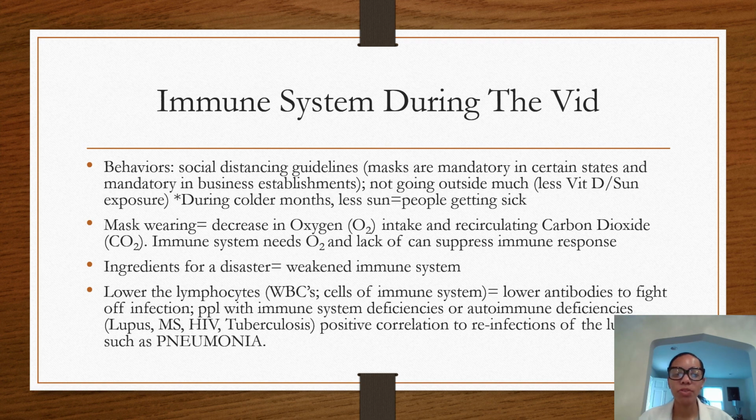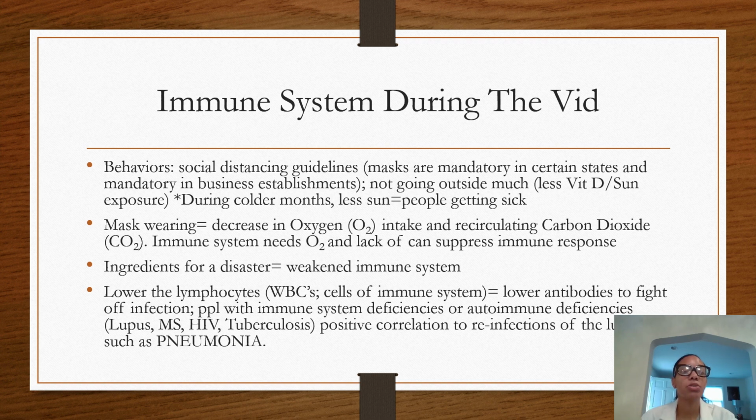So the immune system during the VID. Let's look at a few of our behaviors, especially that the brother Ali Muhammad pointed out. So the behaviors are social distancing guidelines. Wearing masks is mandatory in certain states and in business establishments, right? So we're seeing everyone walking around with a mask. You see people walking around with masks when there's no one on the street with them. You see people going outside wearing masks. You see people riding in the car by themselves wearing masks. Even though it's not a guideline or mandatory in their state, they walk outside and they're wearing masks.